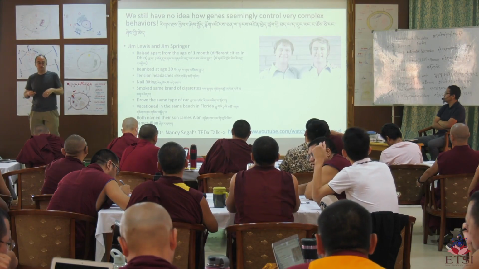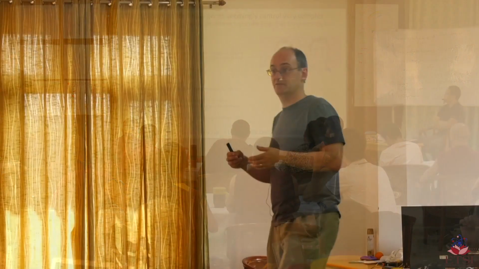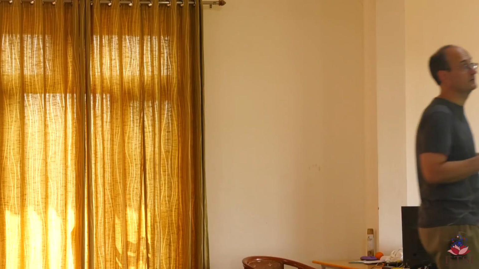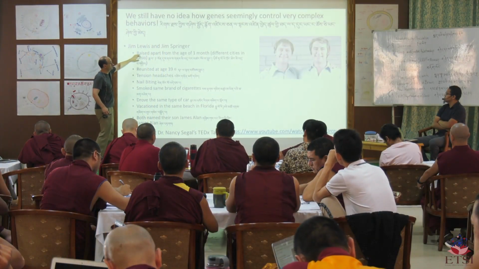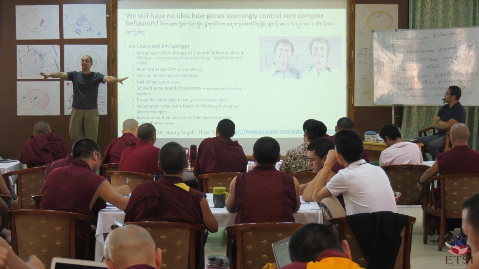These two twin brothers, Jim Lewis and Jim Springer, are identical twins, so they share the same genes, but they were separated at the age of 1 month and raised in different families.